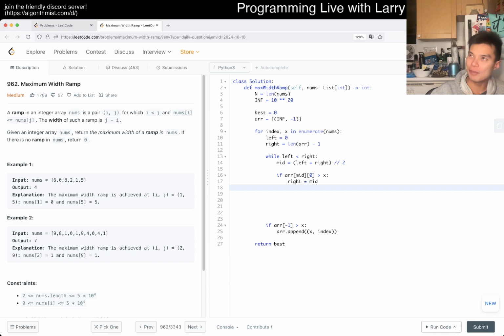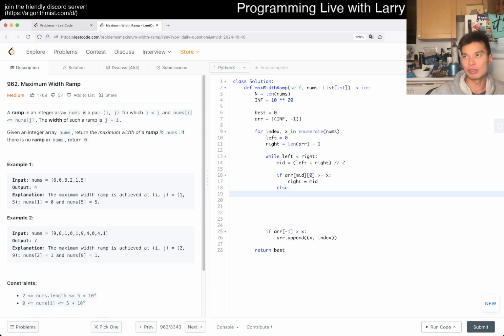If it's equal, it could match. If it's equal, it's a possible answer. So that means that we also want, yeah, right? So if it's equal, it's a possible answer. And here we said right to mid because we wanted to have an inclusive range. Otherwise, it's too big.